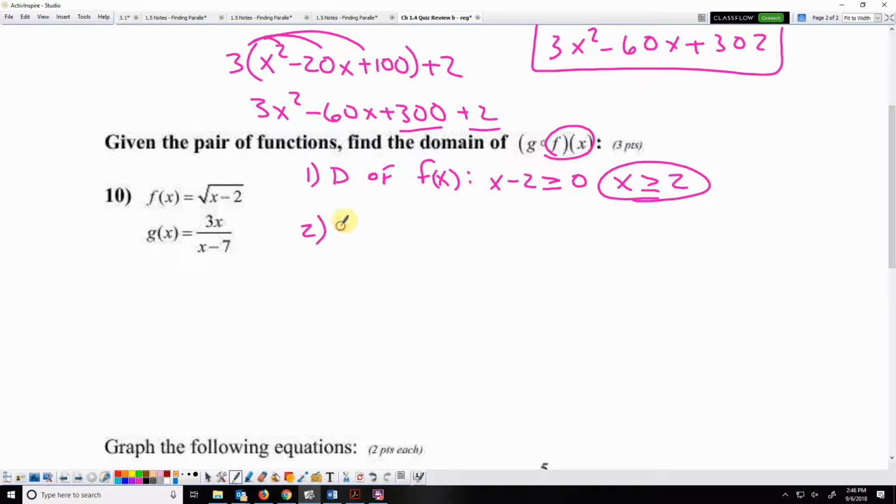Step 2, the domain of the outer function. In this case, that's g of x. I've got a denominator here, and that denominator cannot equal 0. So x cannot equal 7. Okay, that tells me go on to a step 3. If that was all reals, I would be done. But since it's not, I go to step 3 and find the domain of the composition.